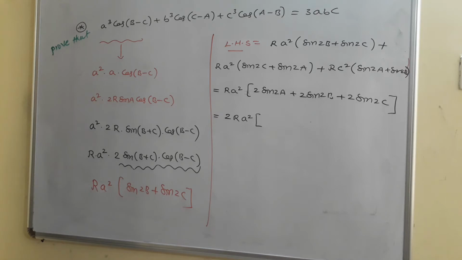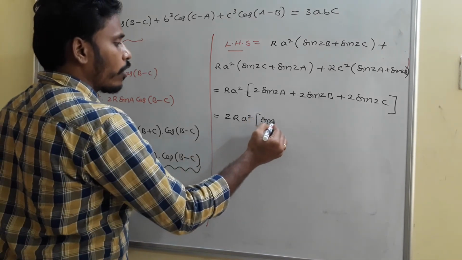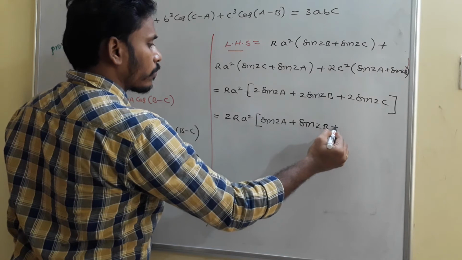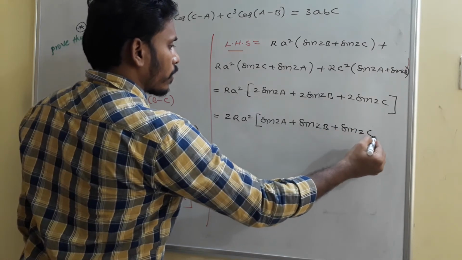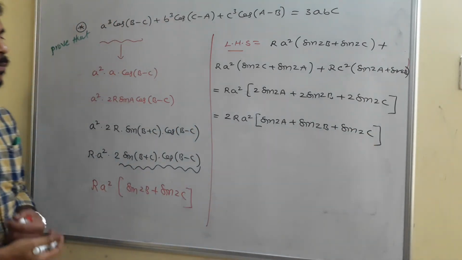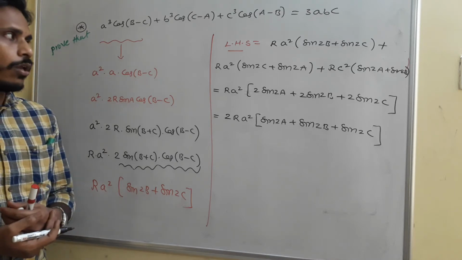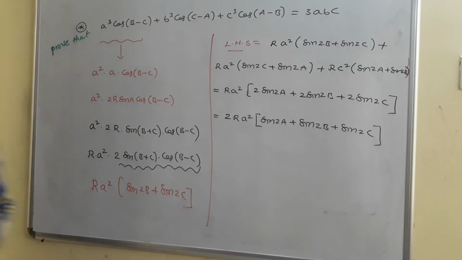How to simplify? Sine 2A plus sine 2B plus sine 2C. Okay. Just a minute. Okay, I made some mistake here actually. Just have a look.